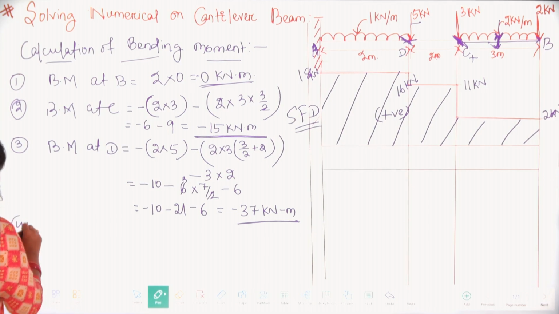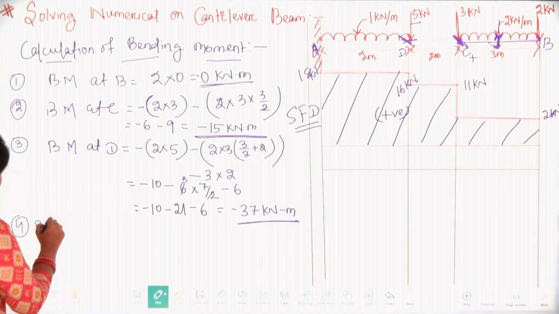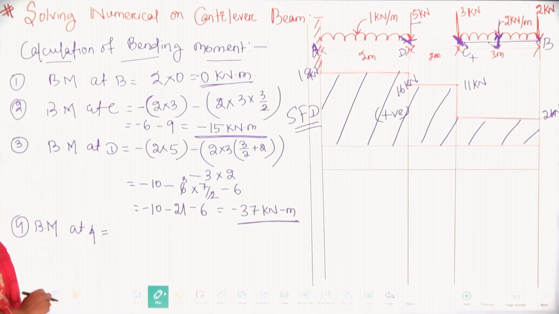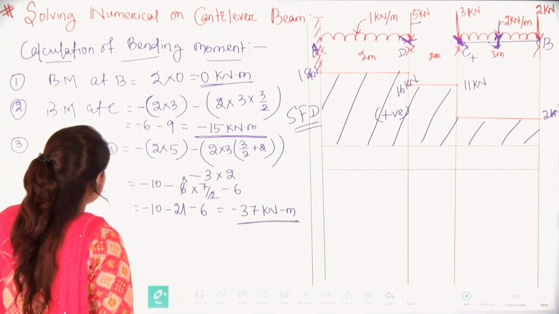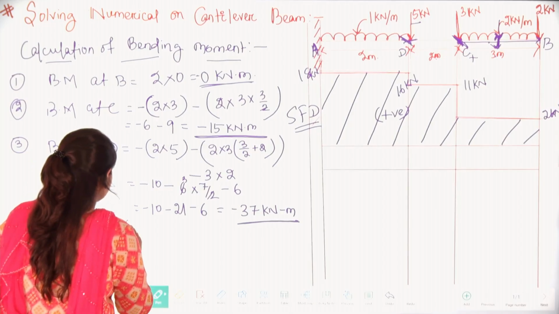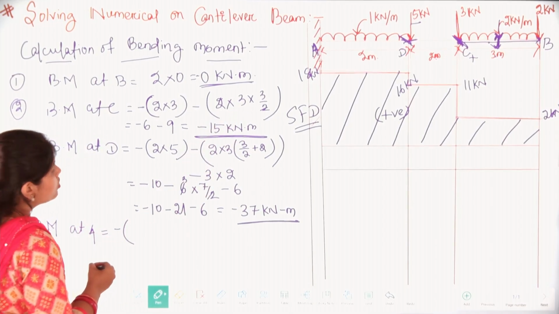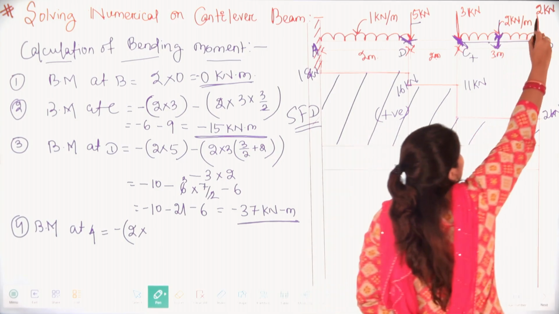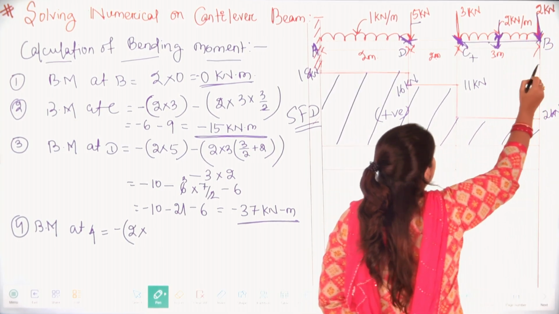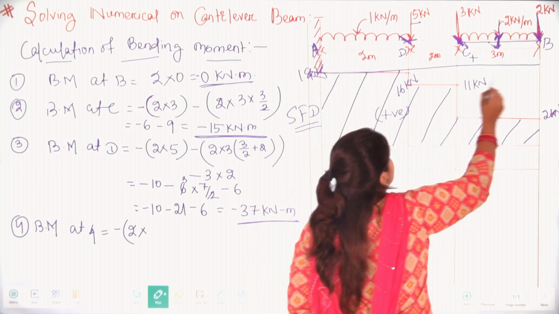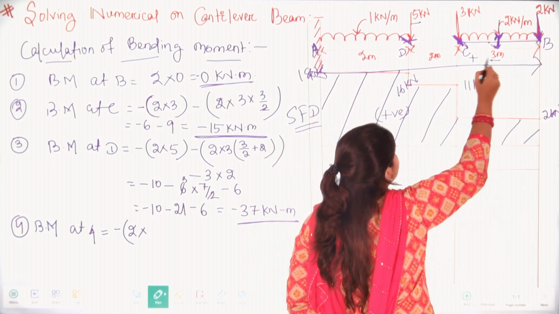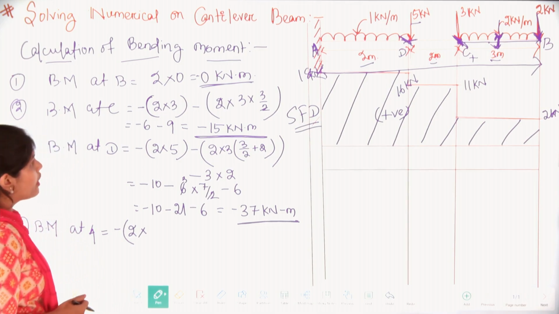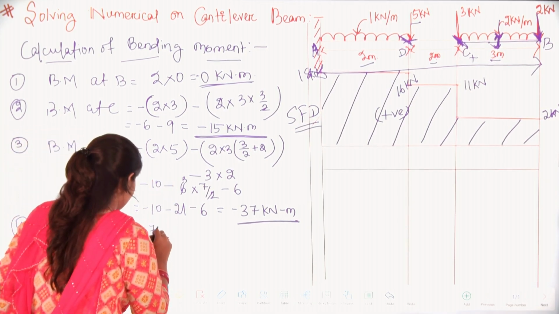Next is the last point, the support point. Bending moment at A, at support A. First, what? Minus of the last point load, that is 2. So here you need to multiply this point load with the whole distance. So the whole distance will be 3 meter plus 2 meter plus 2 meter. So minus 2 into 7.